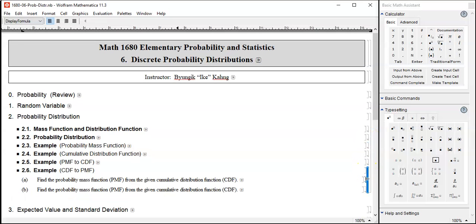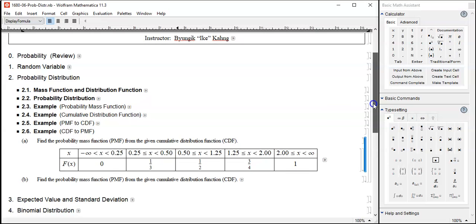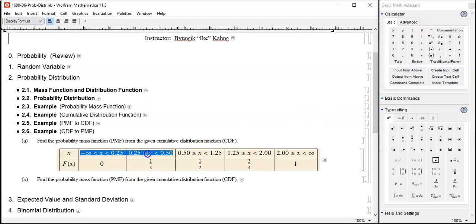Let's go to the problem, and the CDF is given. Please note that everything here is an interval. Negative infinity to 0.25, first interval, and the next interval from 0.25 to 0.5, and then 0.5 to 1.25, 1.25 to 2, and then 2 to positive infinity. And then here are the cumulative probabilities, always increasing from 0 to 1.